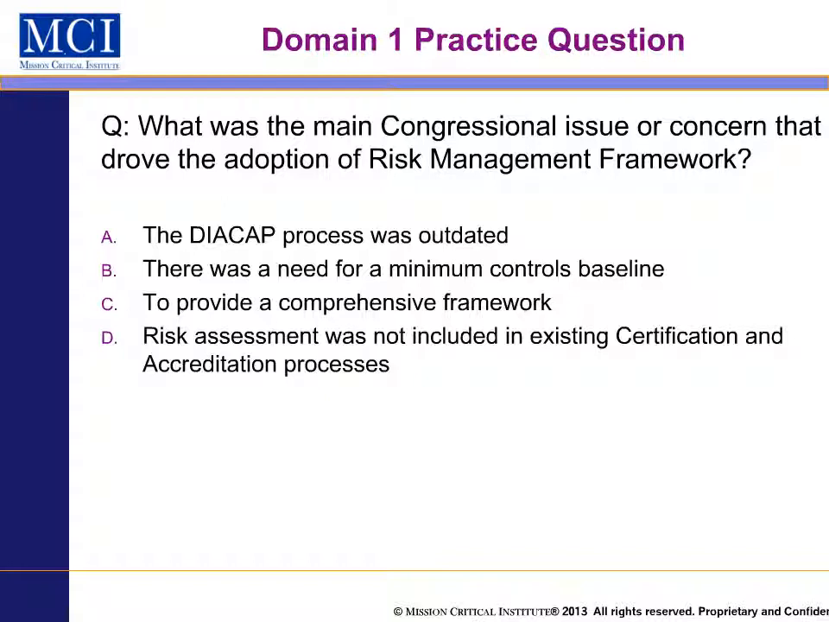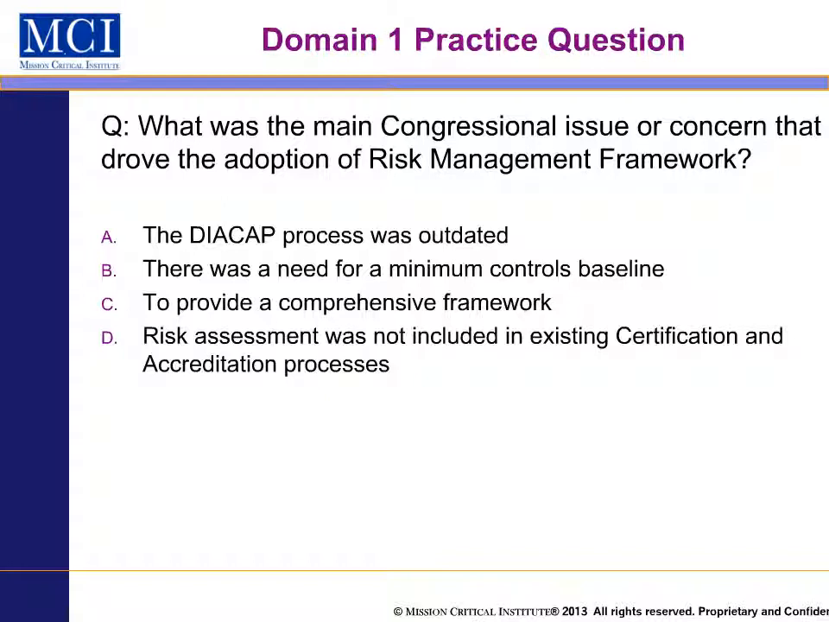So let's look at answer B then. Answer B pertains to the need for a minimum controls baseline. Well, there's always a need for a minimum controls baseline. But this need is really met by the FIPS 199 and FIPS 200 documents, isn't it? This question is pertaining to risk management framework, which is the NIST 800-37 document. So again, the question doesn't pertain to this answer or vice versa. Let's skip C and go to D.